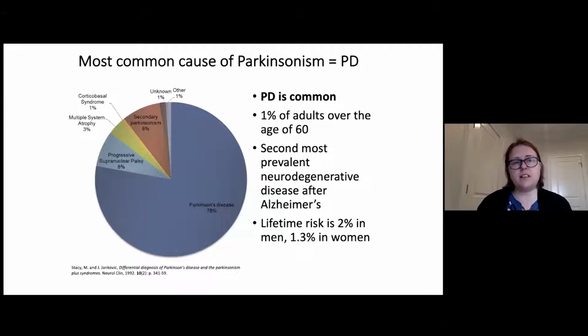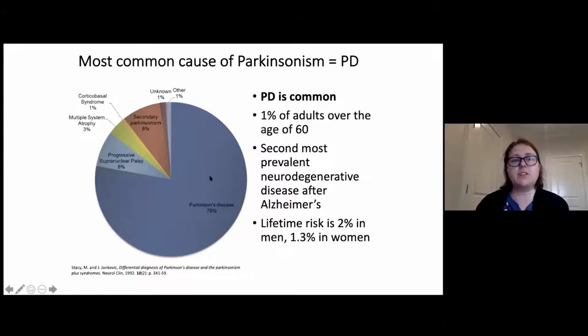And so I wanted to take this moment to go over the many causes of Parkinsonism, stressing that by far the most common cause of Parkinsonism is Parkinson's disease. Parkinson's disease is a common disease. It affects 1% of adults over the age of 60. It's the second most prevalent neurodegenerative disease after Alzheimer's. It's slightly more common in men, as shown here.